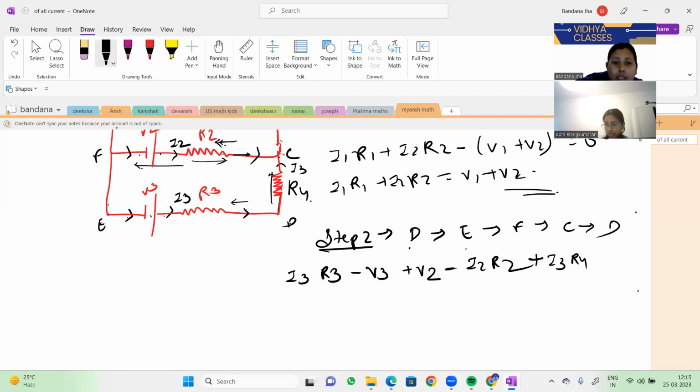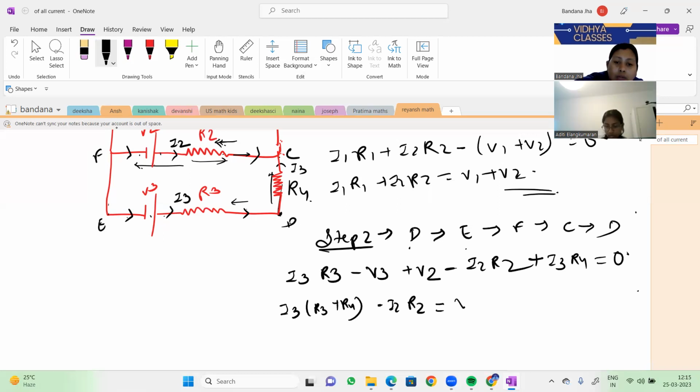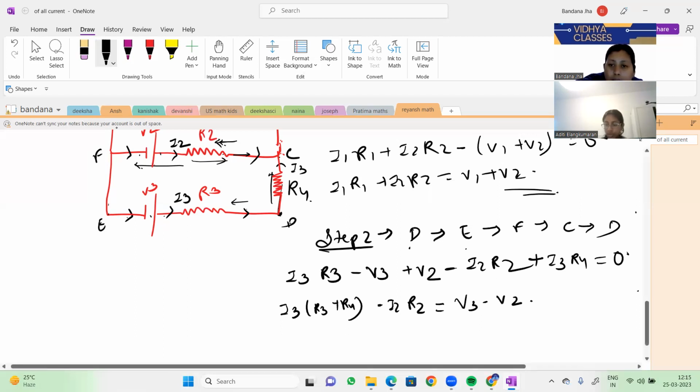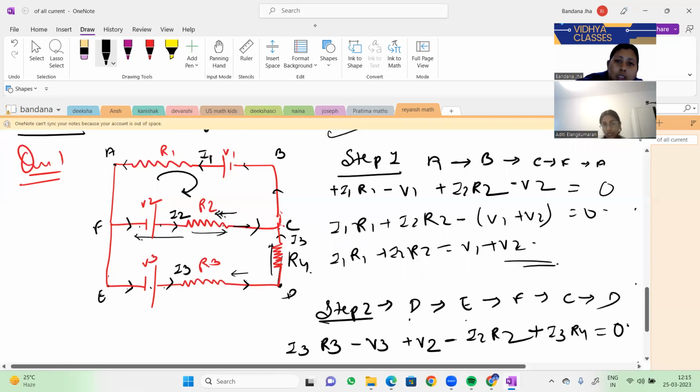And then it becomes G at this point. So the sum of all the things becomes what? Zero. Okay, so this can be written as I3 (R3 plus R4) minus I2 R2 is equal to V3 minus V2. Correct? Understood how to solve Kirchhoff's law? Easy peasy.